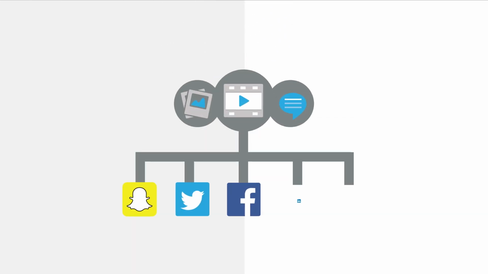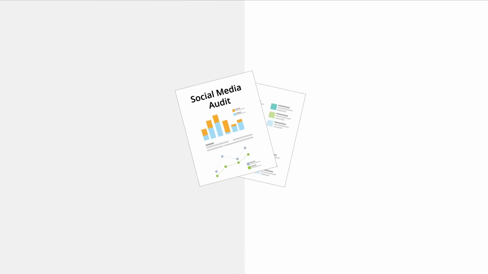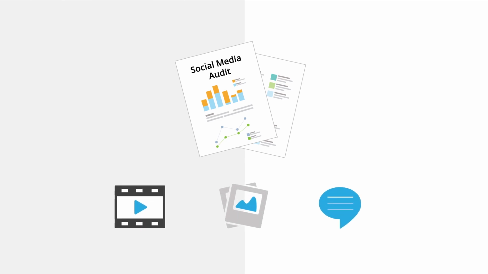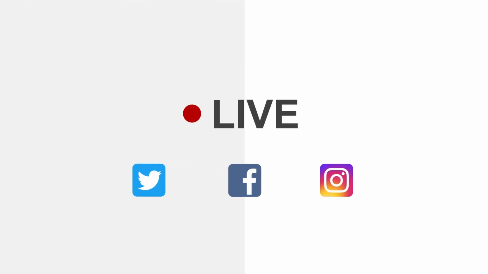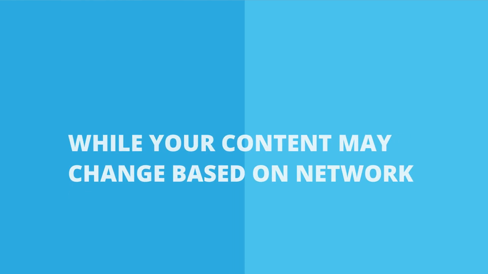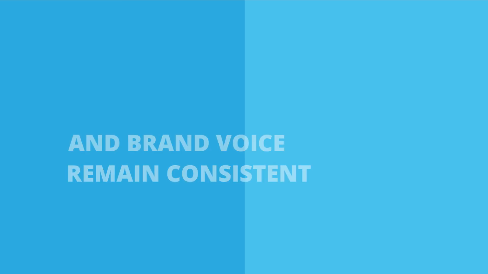The final piece of your content strategy is your plans for distribution. Consider what types of content you'll be sharing on which networks and how often. When choosing what to post where, look back to your social media audit and your specific content research, taking into account what types of content have performed best, as well as upcoming and current content trends such as live video. While your content may change based on network, it's important that your overall tone and brand voice remain consistent.